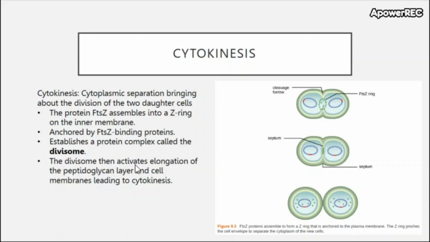And the divisome then activates the elongation of the peptidoglycan layer and cell membranes, leading to cytokinesis. You don't have to memorize this, but if it helps you remember FtsZ, FtsZ means filamenting temperature sensitive mutant Z. And this is important also for identification, because you must be aware of the septum, as you will see its presence in some cells that might appear to be bacilli but are actually dividing cocci.